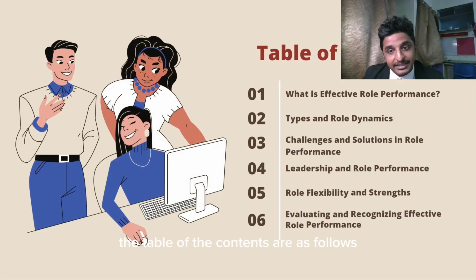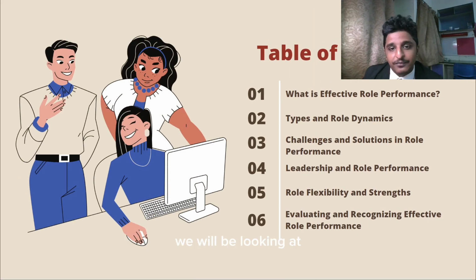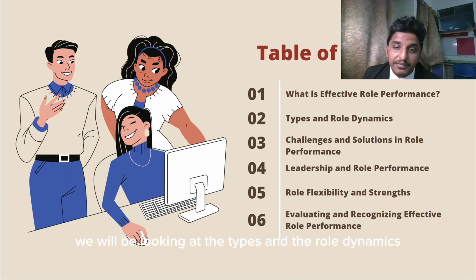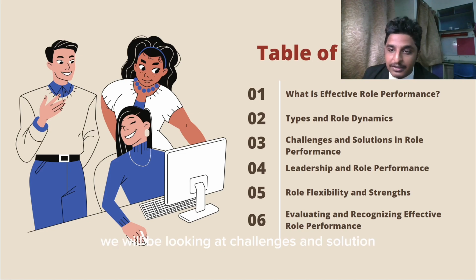The table of contents is as follows. The first one, we will be looking at what effective role performance is. Number 2, we will be looking at the types and role dynamics. Number 3, challenges and solutions in role performance. Number 4, leadership and role performance. Number 5, role flexibility and strengths. Last but not least, number 6, evaluating and recognizing effective role performance. Having said that, let's get into it, shall we?